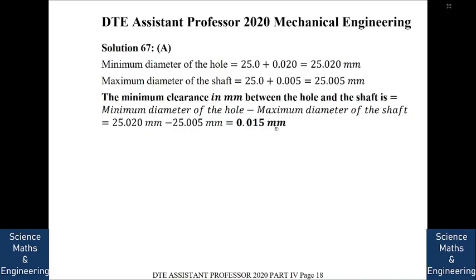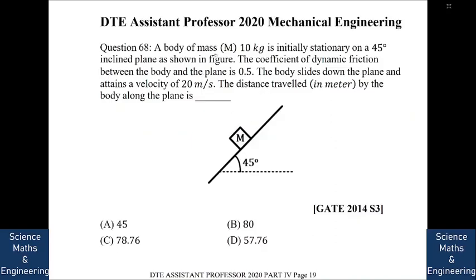Next question. A body of mass capital M, which is given as 10 kg, is initially stationary on a 45-degree inclined plane as shown in the figure. The coefficient of dynamic friction between the body and the plane is 0.5. The body slides down the plane and attains a velocity of 20 meter per second. The distance traveled in meter by the body along the plane is.